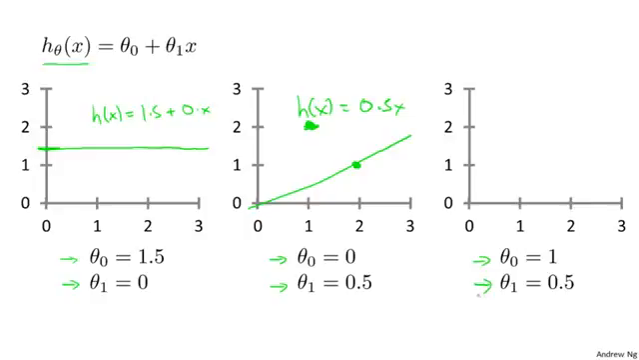And finally, if theta 0 equals 1 and theta 1 equals 0.5, then we end up with a hypothesis that looks like this. Let's see, it should pass through the 2 point like so, and this is my new h of x, or my new h subscript theta of x. Remember I said that this is h subscript theta of x, but as a shorthand, sometimes I just write this as h of x.